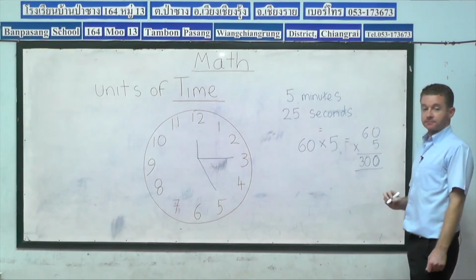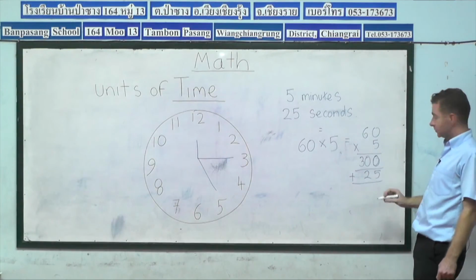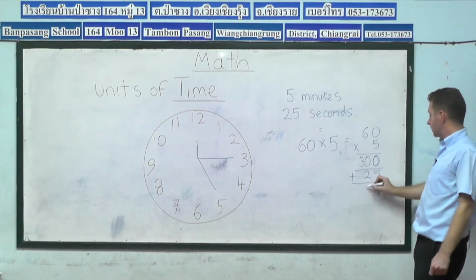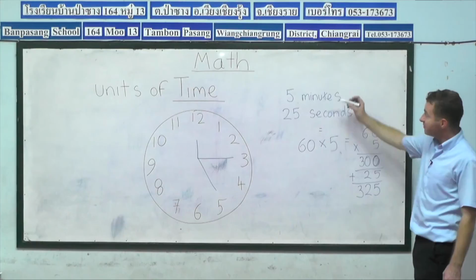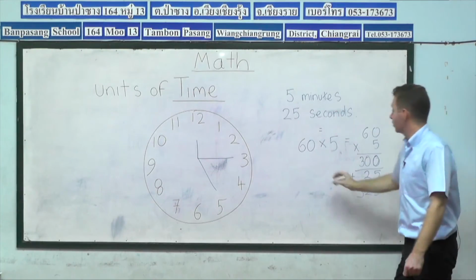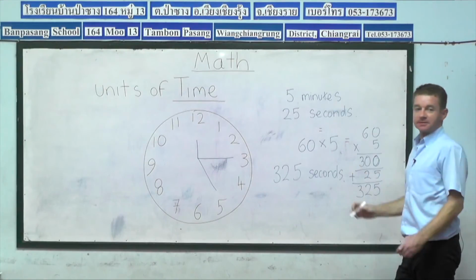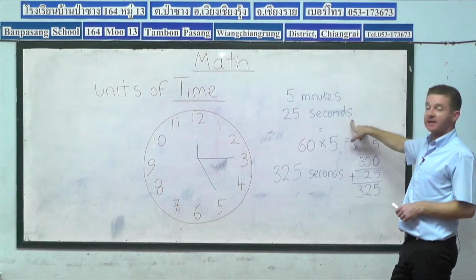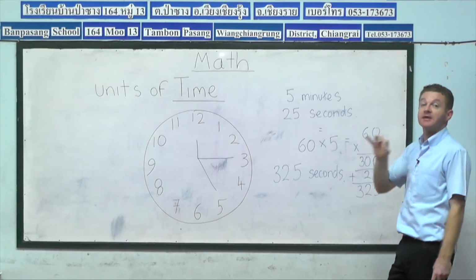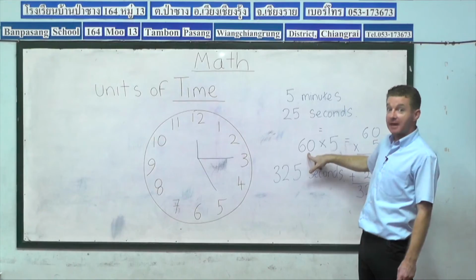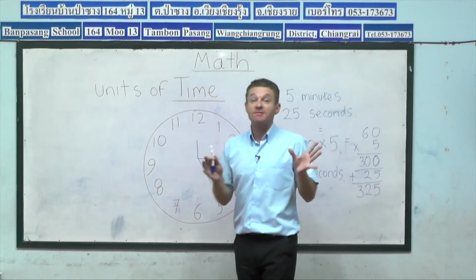No. What do I still need to add? So the second calculation plus 25. 0 plus 5 equals 5. 0 plus 2 equals 2. 3 plus nothing equals 3. So there you go. 5 minutes and 25 seconds equals 325 seconds. And what we've done here is a calculation of minutes in seconds. But remember, if we're doing the same calculation with seconds and minutes or hours, it's always the same, because 60 seconds creates 1 minute and 60 minutes also creates 1 hour. And that's how we calculate based on the different units of time.